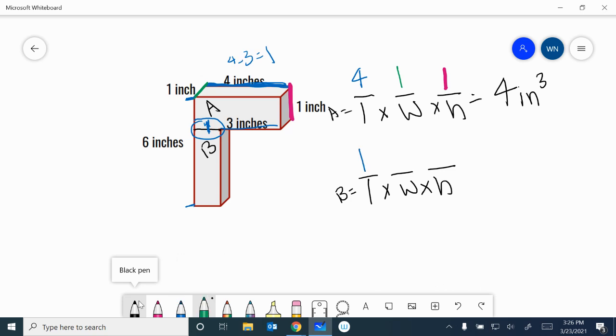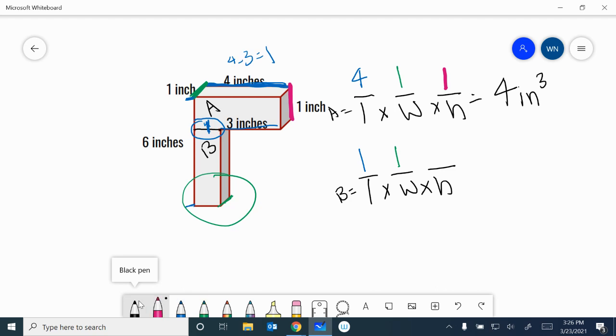Now let's look at our width. As you can see, there's no width down here. But we can look back up here at the width of figure A, and we can see that the width is going to be the same, because remember, the width is the same when we're doing composite figures. It's still 1 inch. Now let's do our height.